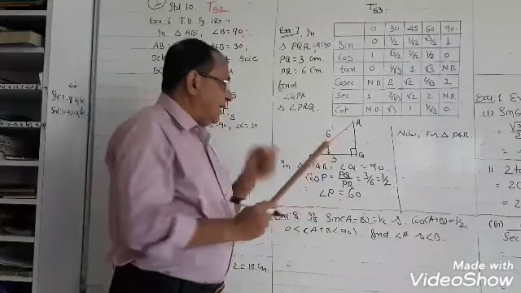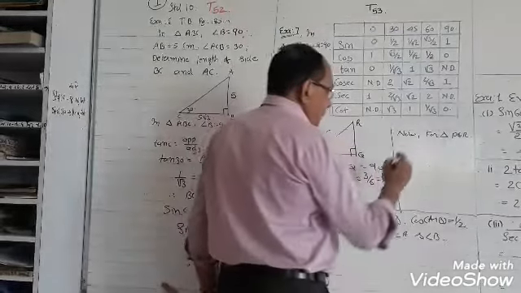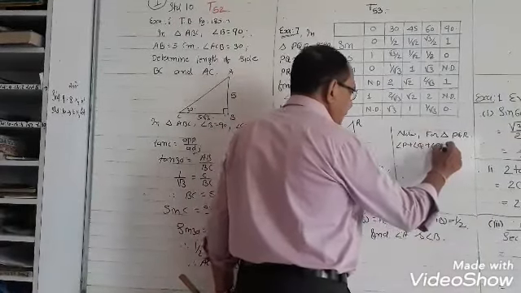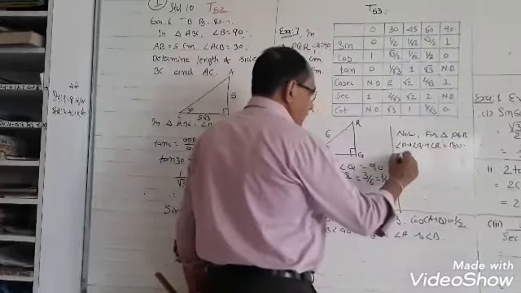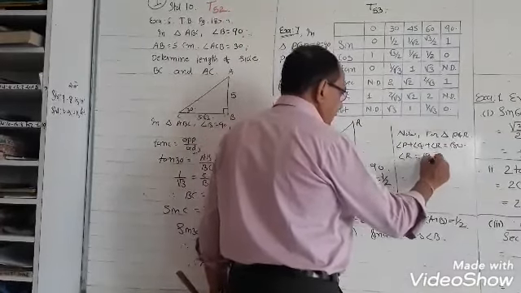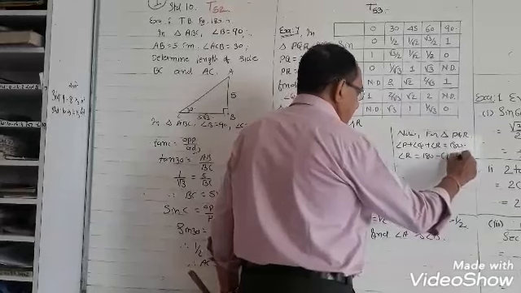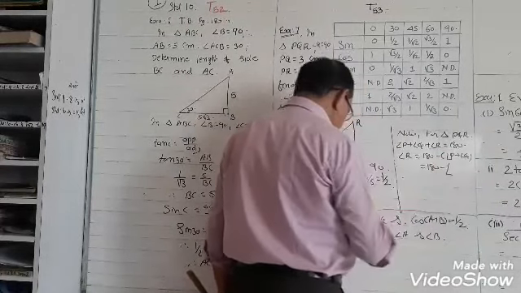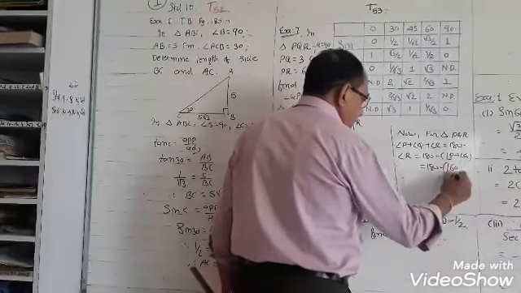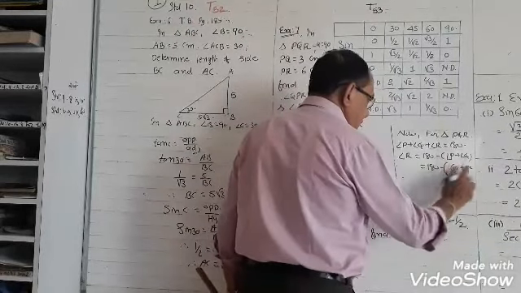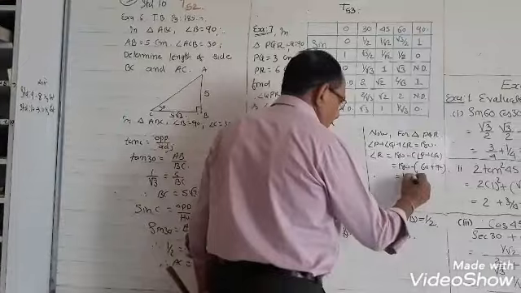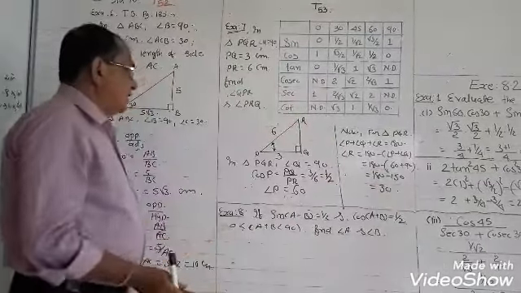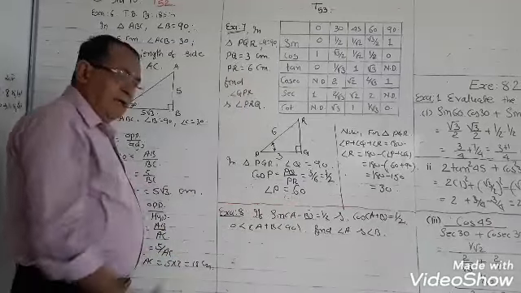What is the angle R? For triangle PQR, P plus Q plus R is equal to 180. You know very well. Therefore R is equal to 180 minus angle P plus angle Q. 180 minus, P is 60 plus 90 is 150, so 180 minus 150 is equal to 30. So you will get this answer, angle P and angle R.